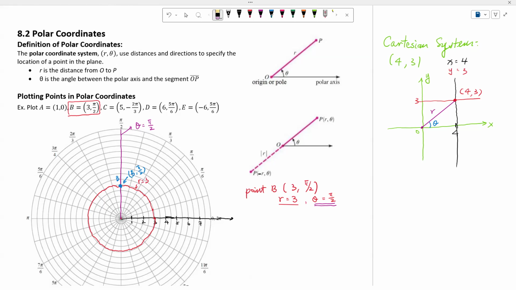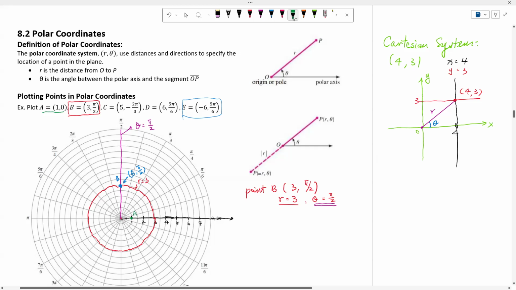Now, let me try to locate the points A, C, and D. We are going to work on point D together. Let us try to locate point A, which is (1, 0), meaning r equal to 1 and the angle is 0. So then point A is here.